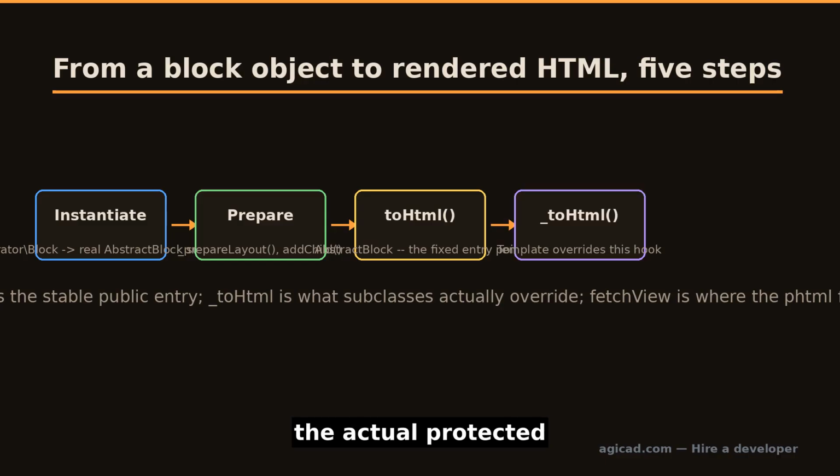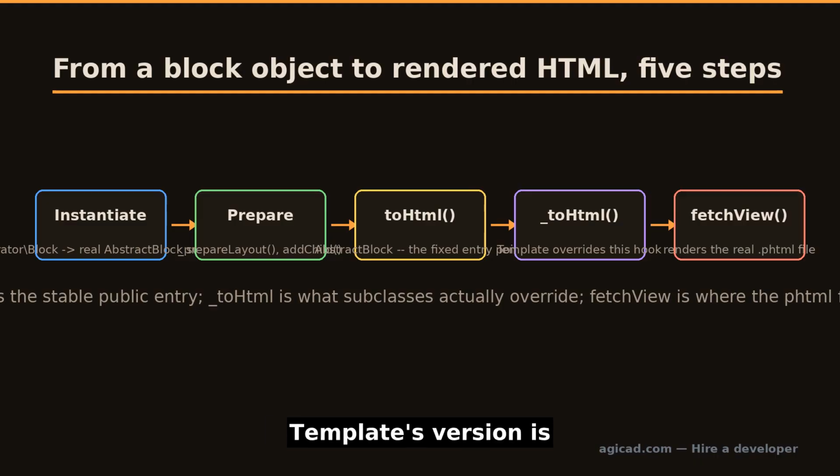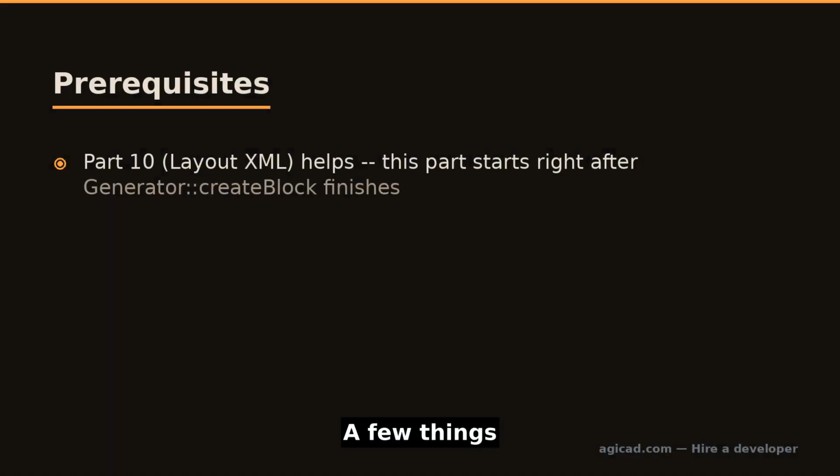_toHtml: the actual protected hook that subclasses override. AbstractBlock's own version returns nothing meaningful, but Template's version is where a phtml file enters the picture. And fetchView: the method that takes a resolved file path and actually executes that phtml file, producing the string every caller was waiting on.